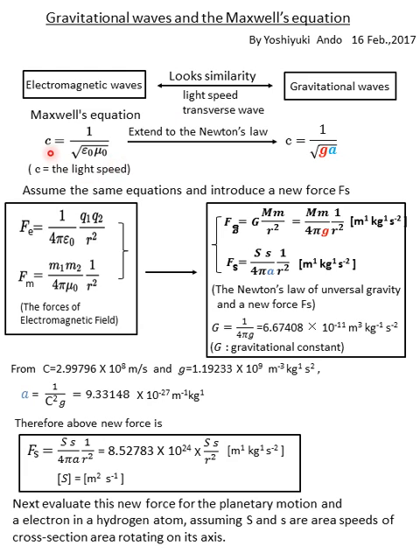Then extend this Maxwell equation to the Newton's law like this. Assume the same equation and introduce a new force, Fs. This Maxwell equation has two parameters, epsilon 0 and mu 0. Those are the parameters for the two forces. One is electrostatic force and another one is magnetic force. Then the same formula: one is Newton's law of universal gravity and also a new force Fs.